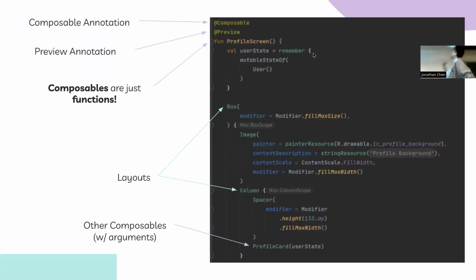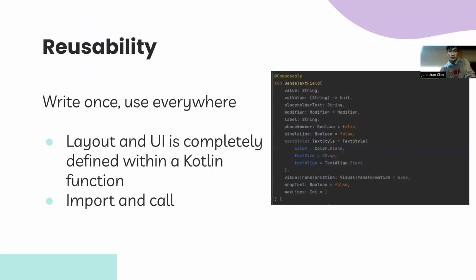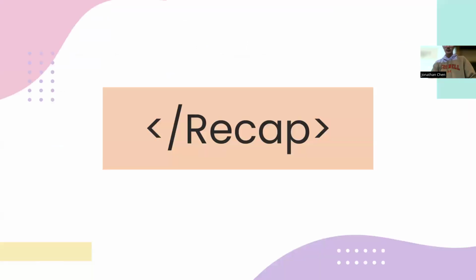Yeah, and you've seen this diagram before. This is always good to look back on. I posted the slides on the textbook if you guys want to look at that. But yeah, reusability. Write once, use everywhere. You can define your composables to take in any number of parameters, and then that will change the design in some way. Yeah, so that ends the recap.